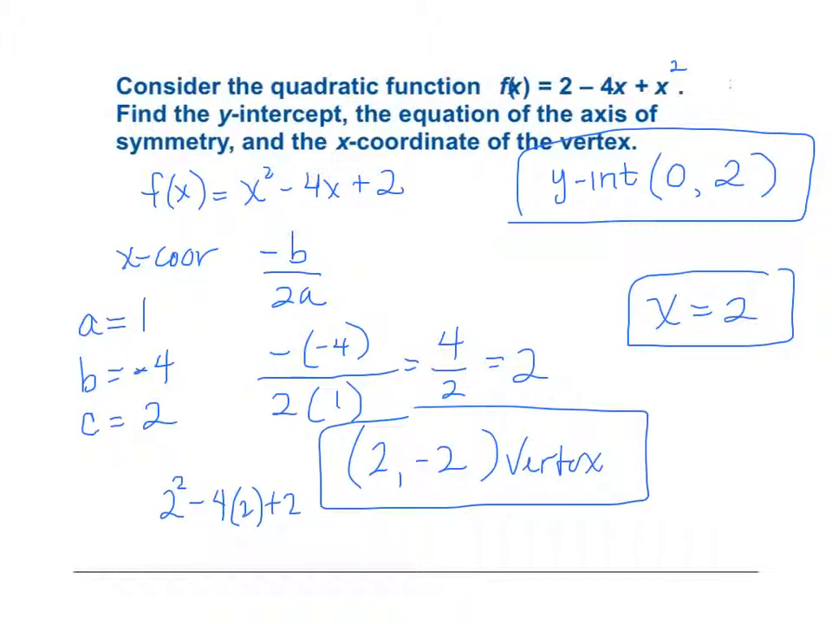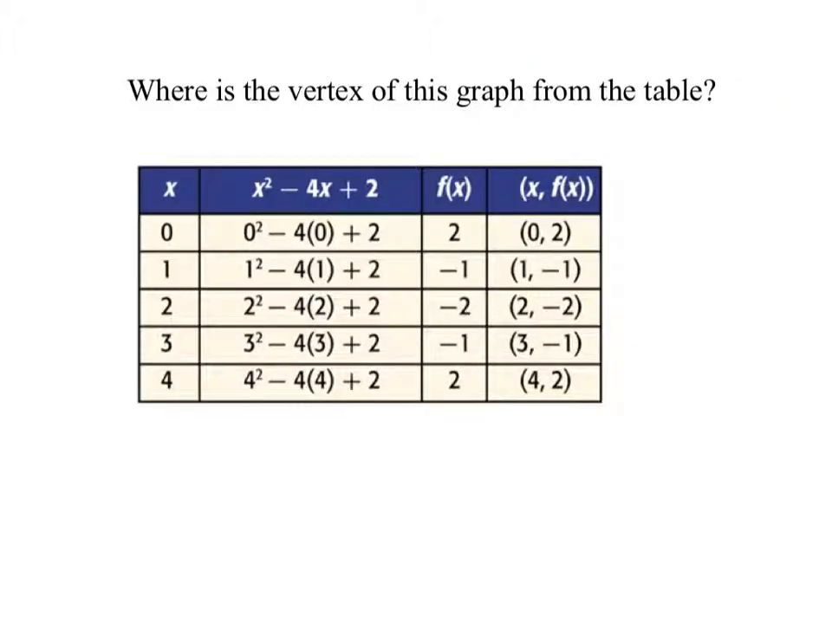You don't have to write this one down, but let's take a look at this for a second. It says, where is the vertex of this graph from the table? So here are my points. Here's my equation, right? I put in 0, and I got 2. So this is the y-intercept. If I put in 1, I got negative 1. I put in 2, I got negative 2. 3, I got negative 1. And 4, I got 2.